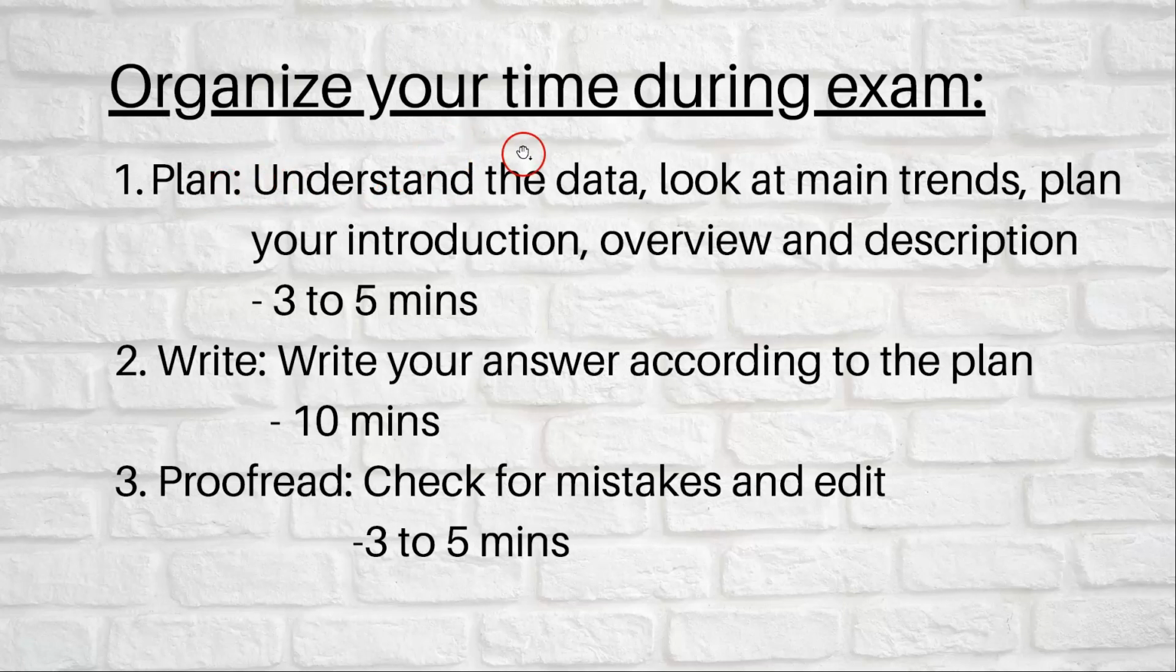What you're supposed to do: understand the data, look at the main trends, plan your introduction, overview, and description. 3 to 5 minutes you should contribute to all of these steps, and only after you have done all of these things should you go to the next step, that is writing. Write your answer according to the plan. You should give about 10 minutes, or on an average it might take more than 10 minutes, but this is just the core idea of the division of time that you need to do in order to score your best. Planning is important to save time.